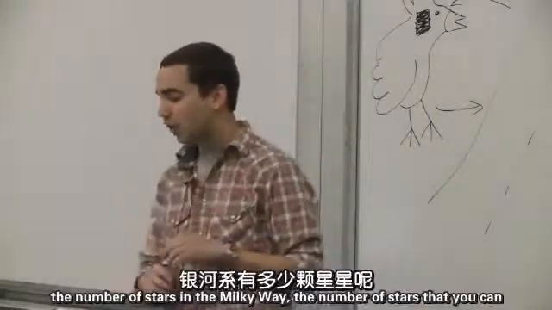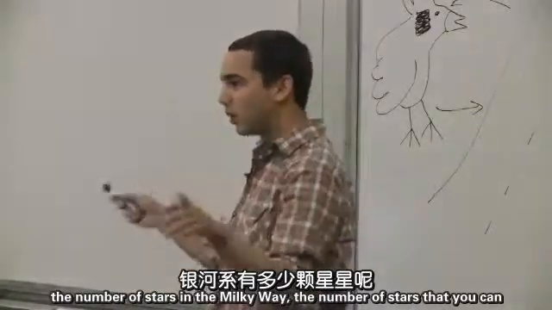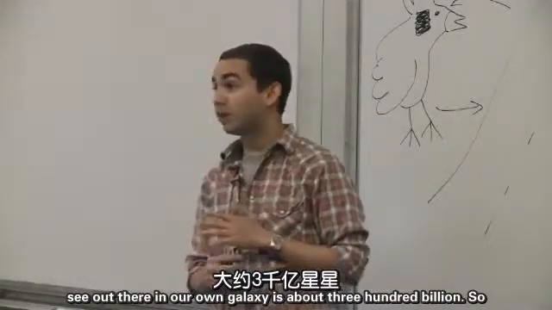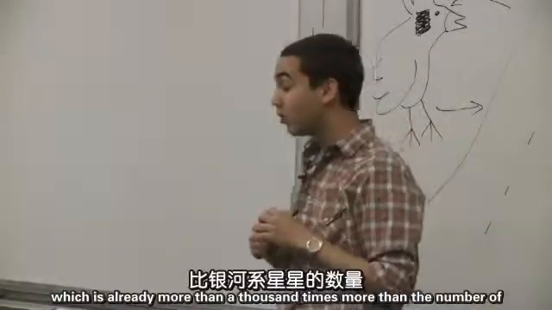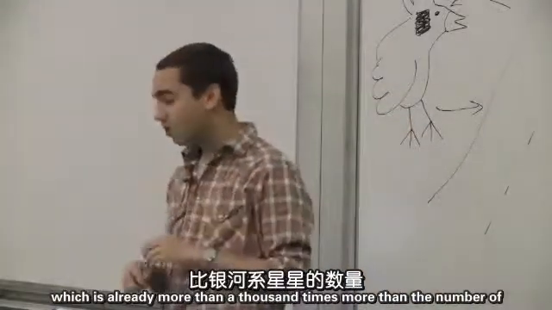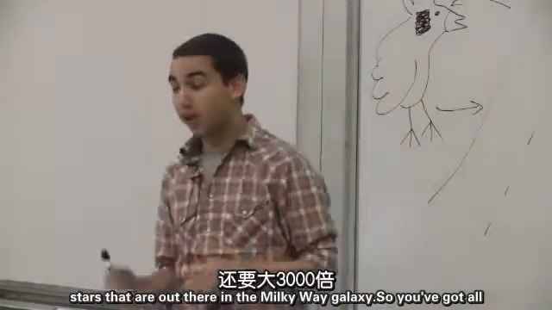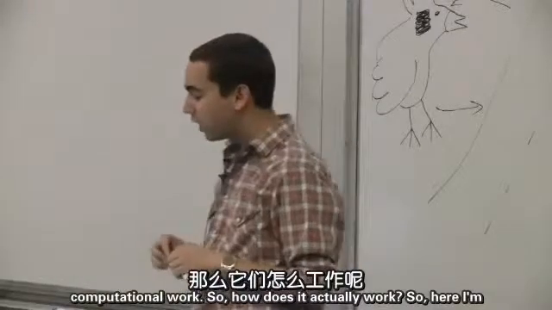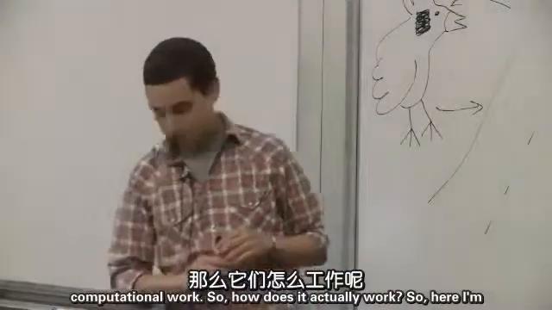Just to give you some perspective, the number of stars in the Milky Way, the number of stars that you can see out there in our own galaxy, is about 300 billion. So you've got a quadrillion synapses just sitting there in your brain, which is already more than 1,000 times more than the number of stars in the Milky Way galaxy. So you've got all of these connections packed in there in your brain doing all of this computational work. So how does it actually work?